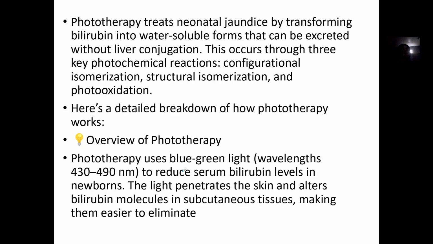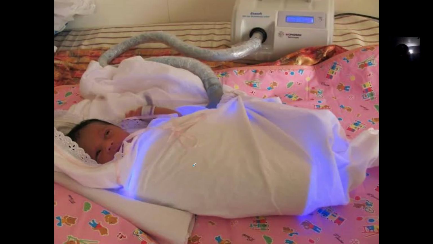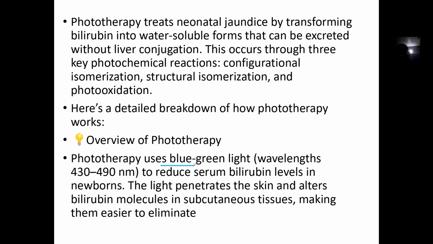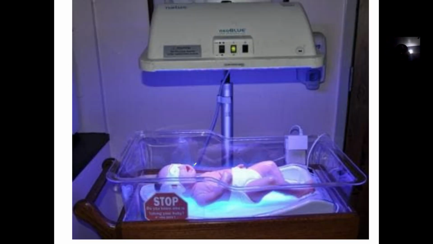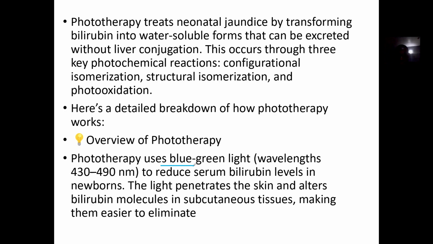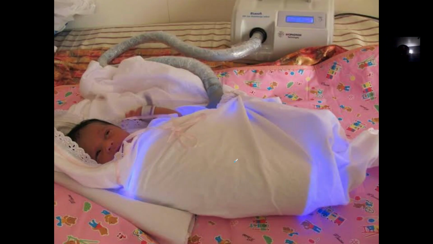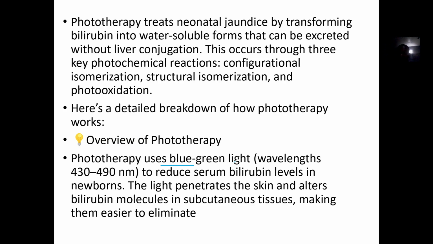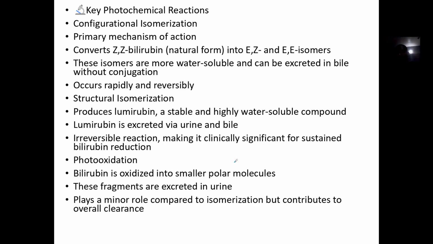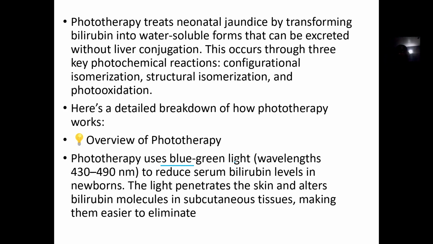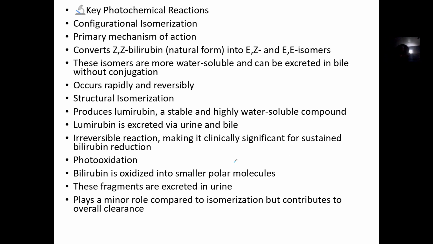So an overview of phototherapy: it is actually a blue-green light. This one is a Billy blanket, where the phototherapy is inside a blanket. This one is overhead LED lamps. So it's actually blue-green light, and the wavelength is usually 430 to 490 nm. They use this to reduce bilirubin levels in newborns. The light penetrates the skin and alters bilirubin molecules in the subcutaneous tissue, and this makes it very easy for the bilirubin to be broken down and excreted from the body.